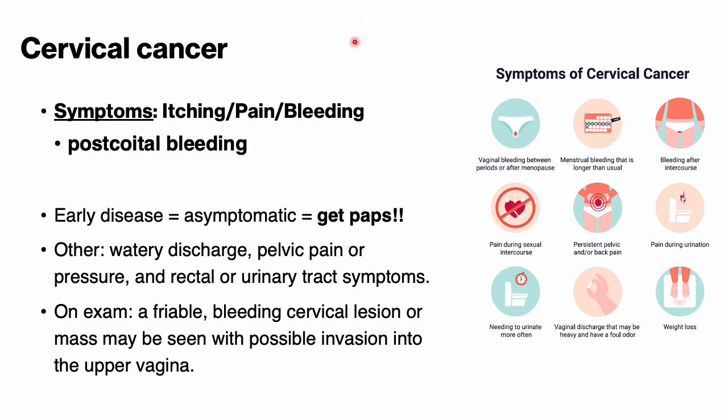Symptoms can be itching, pain, bleeding. I'd say one of the most common is postcoital bleeding, or bleeding after intercourse. Early disease can oftentimes be asymptomatic, so we've got to get our PAPs for screening and catch that early disease. You can also have some watery discharge, pelvic pain, pressure, rectal or urinary tract symptoms. On exam, you may see a friable, very easily bleeding cervical lesion or a mass with invasion in the upper vagina.